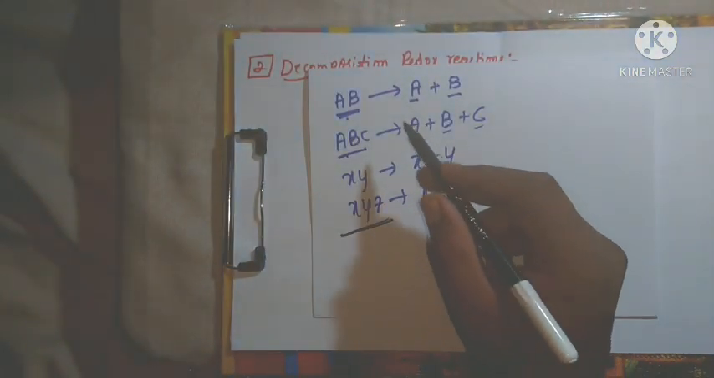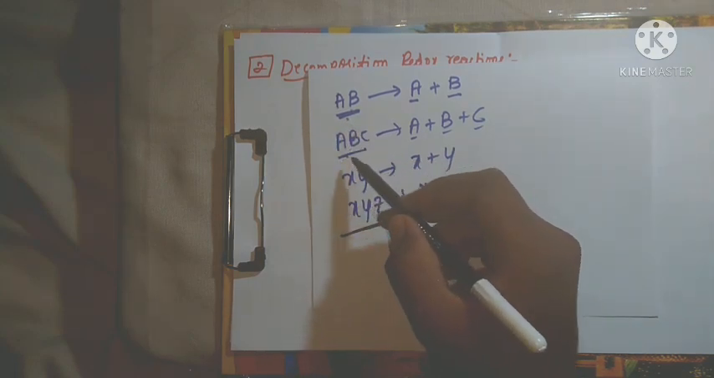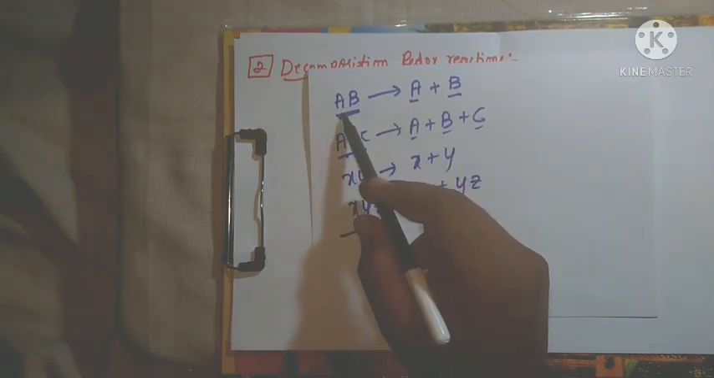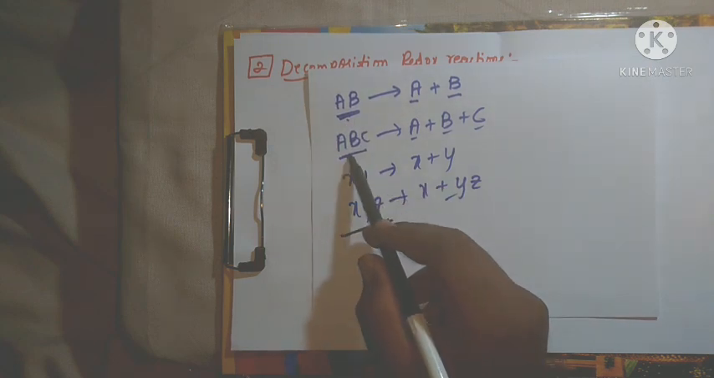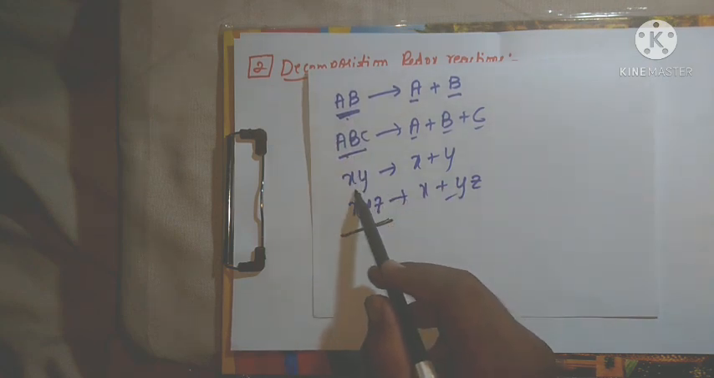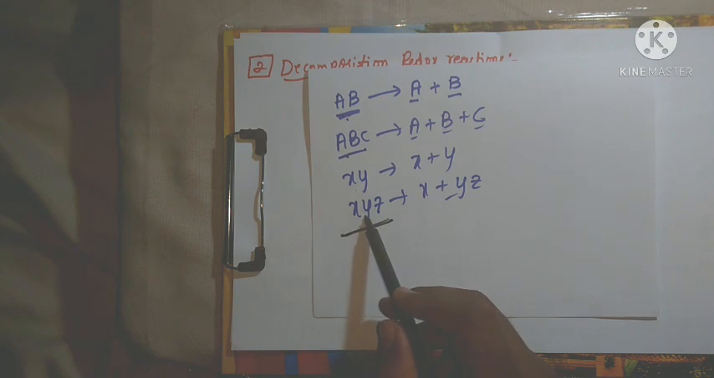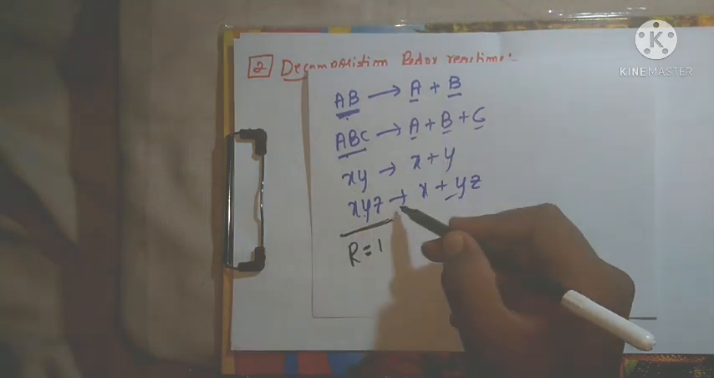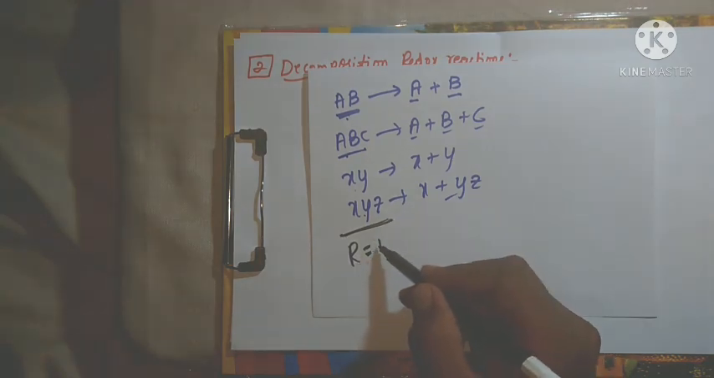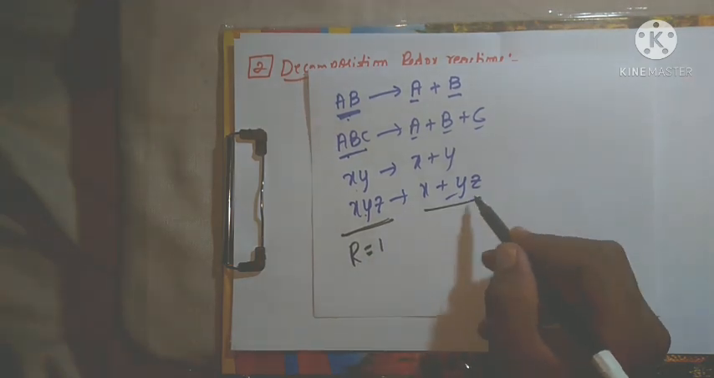Now just check here, how many reactants are there? In the first reaction, how many reactants? One. In the second reaction? One. In the third reaction? One. In the fourth reaction? One. Means in all these reactions, how many reactants are there? One. Whereas how many products are there?